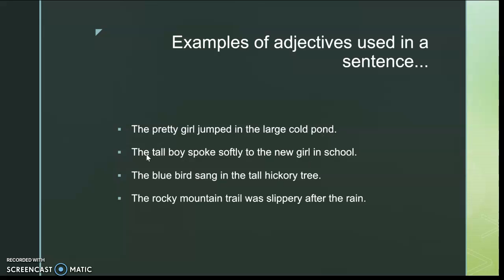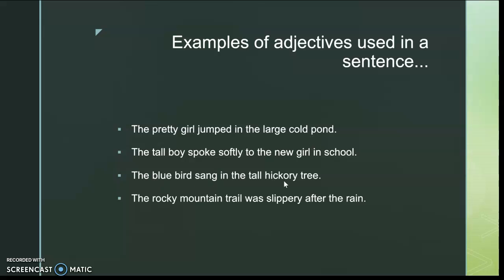Okay, the next sentence, the tall boy spoke softly to the new girl in school. Our boy is our subject. What word is describing our boy? He's tall. Our next one is the girl. This one's a little different because it's not a tall girl or a short girl. New is our helping word for girl. It's not an old girl, a new girl. It is describing the girl is brand new in school, which changes the context or the way this sentence is read. New is describing the girl in this case.